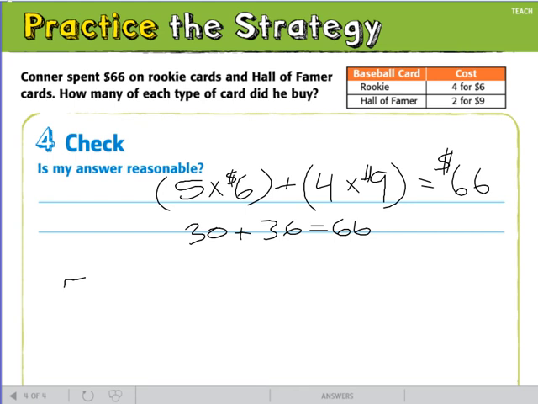Then we would also have to do 5 times 4 plus 4 times 2, and then this would equal the total number of cards, but they didn't tell us the total number of cards. It equals 28. It does equal 28.